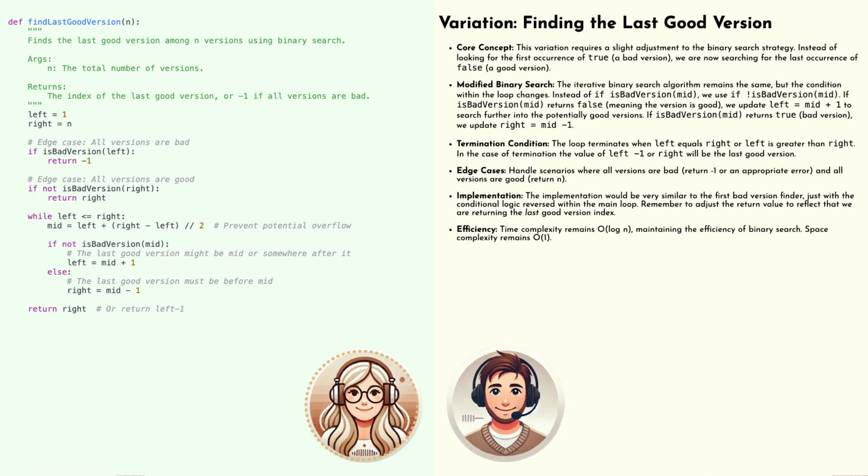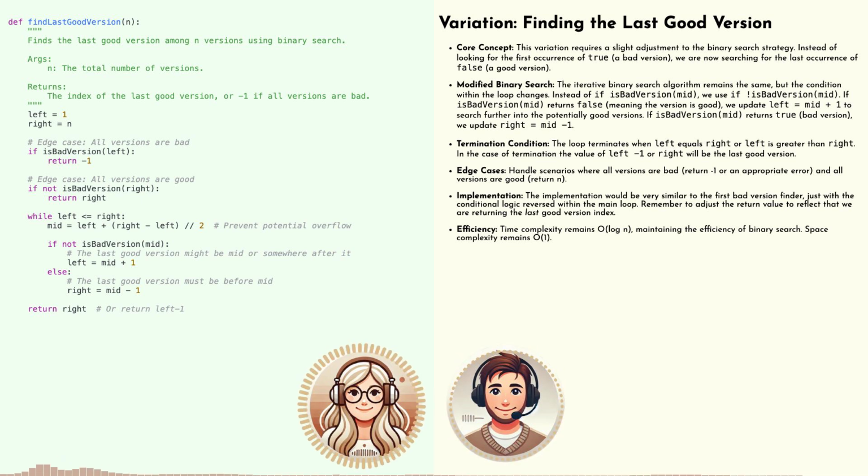Okay, now I'm curious. How would we go about finding the last good version? Isn't that basically the same as finding the first bad one, just from the other direction? You're getting it. The trick is the last good version is always right before the first bad one. So if we can find that last good one, we know the very next version has to be the first bad one. Oh, okay. So it's like we're searching for the dividing line between the good versions and the bad ones, but starting from the good side.